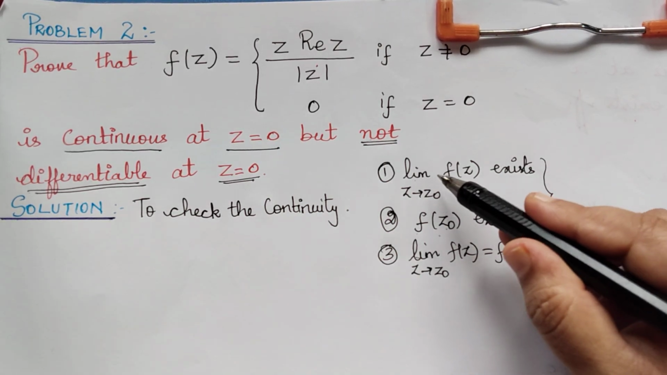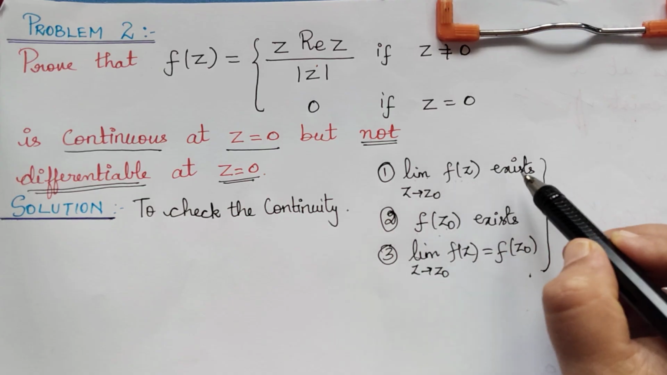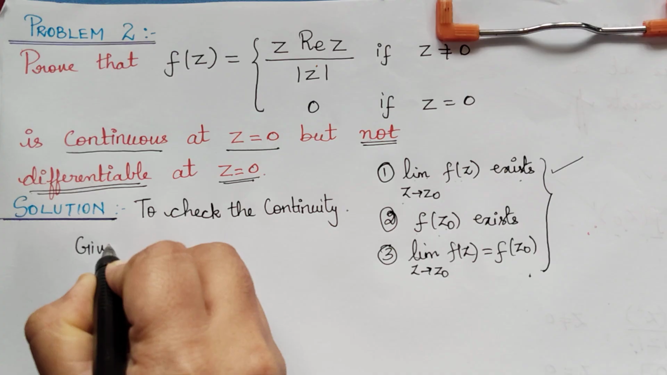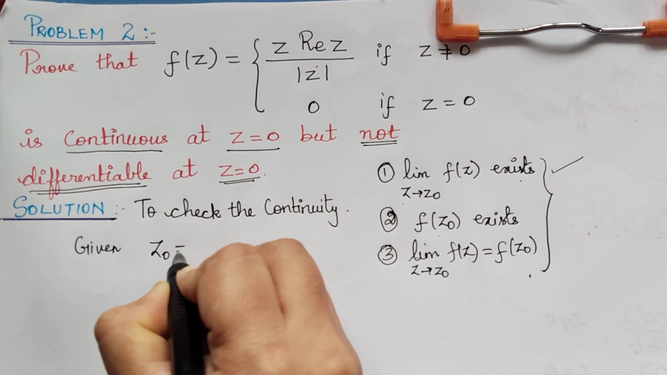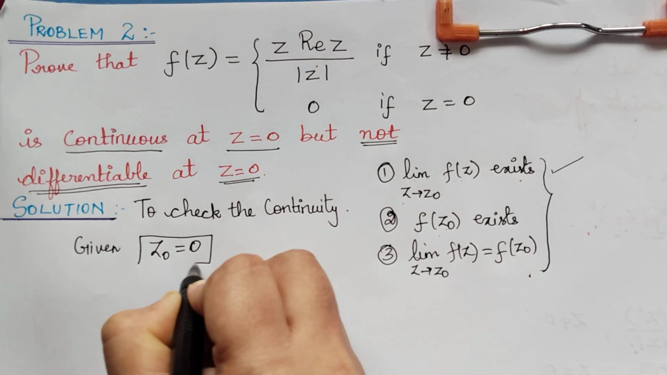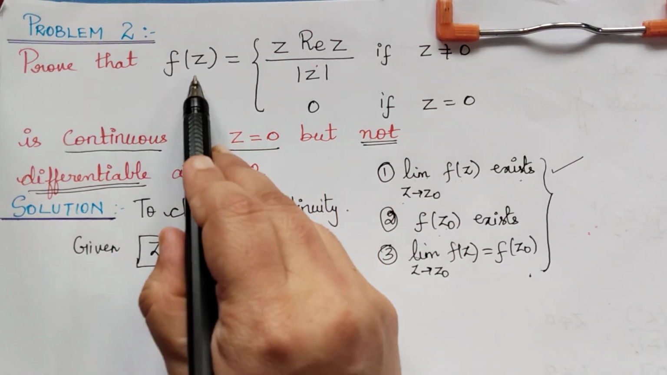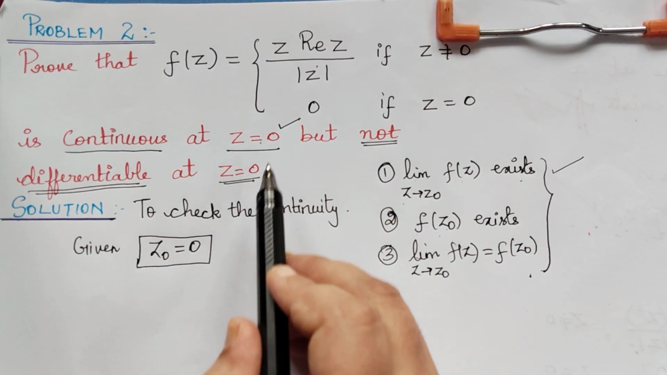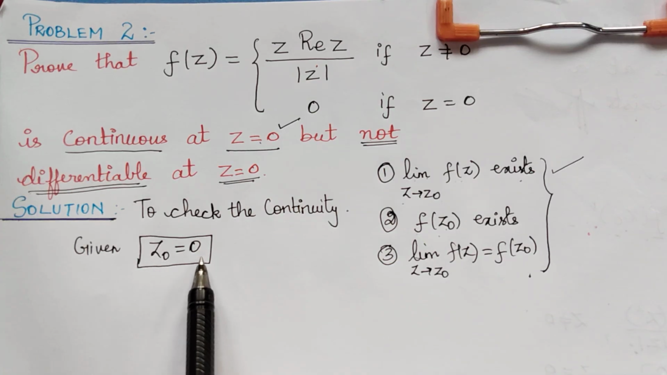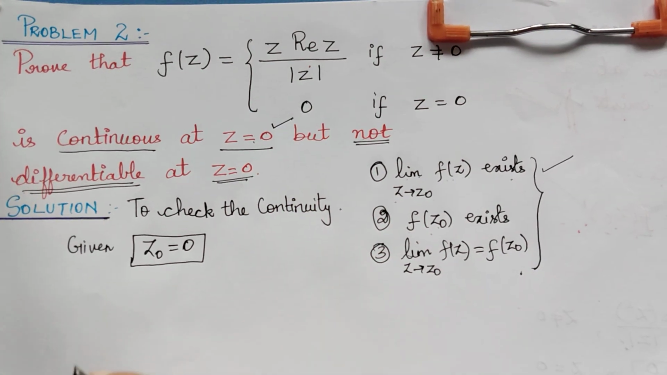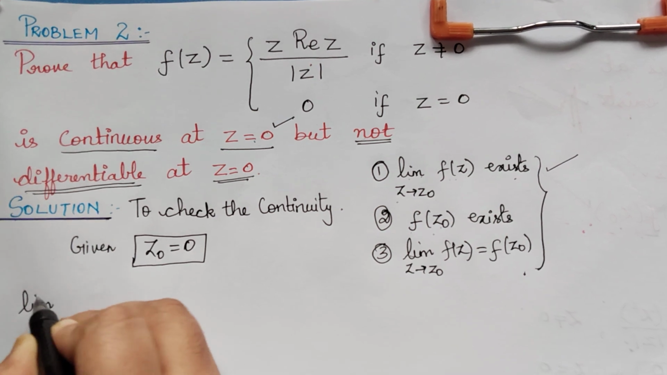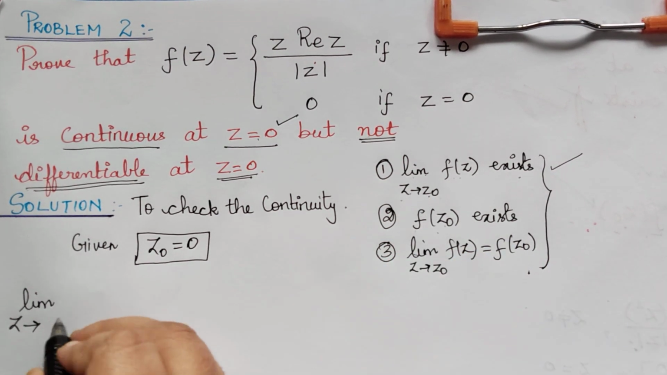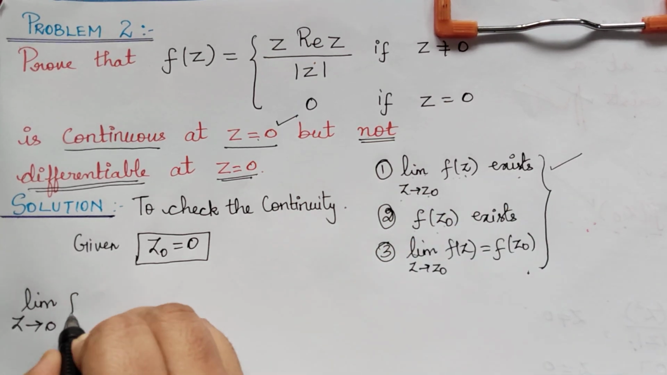So let us first prove that the limit of the function exists as z tends to z naught. Now here in the given problem, z naught is given to be equal to 0. That is the point at which we have to prove the continuity of the function, which will be taken as z naught. So the value of z naught is equal to 0. Now we shall consider the limit as z tends to z naught, that is, z tends to 0, of f of z.